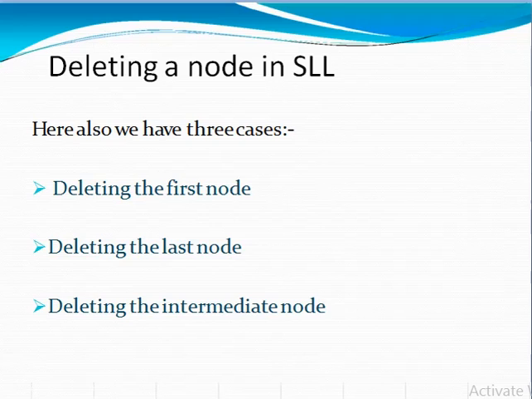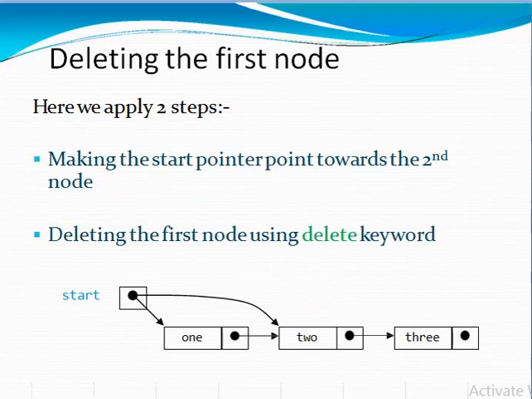At the same time, if we want to perform the deletion operation, we again can delete in these three cases: deleting the first node, deleting the last node, and deleting the intermediate node. Intermediate node means at any position. Same thing we have to apply if we want to delete the first node. We have to follow these two steps. Make the start pointer point towards the second node. Delete the first node using the delete keyword, as simple as that. Ultimately, the address of the start may get changed to the next different node.